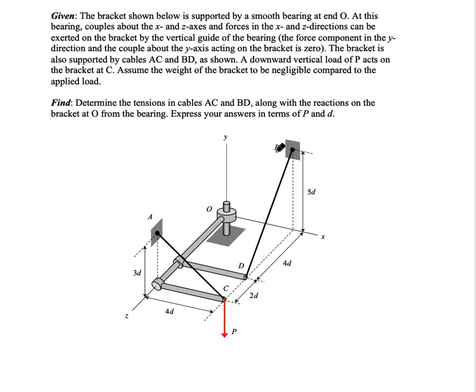In this 3D equilibrium problem, we're looking at a bracket which is supported by a smooth bearing there at O. What we mean by smooth is that the bearing can exert forces in the Z direction. We'll call that OZ. It can exert forces on the bracket of OX, but no reaction in Y. It's smooth along that axis.